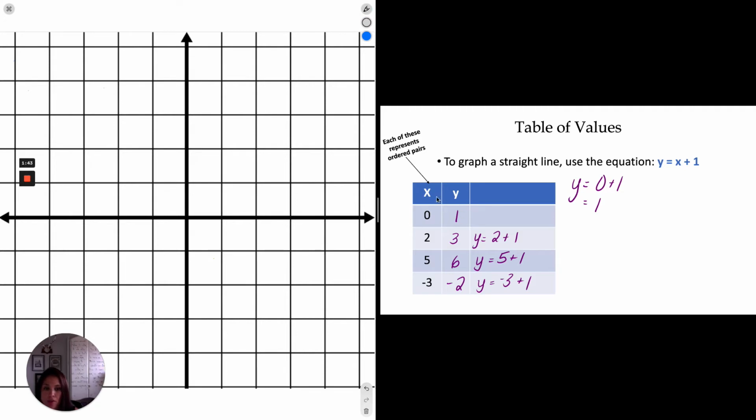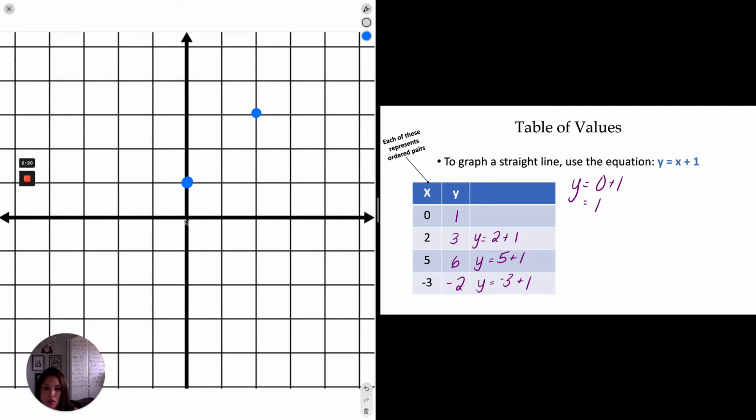Remember, these are ordered pairs. They go in alphabetical order. So we have 0, 1. We start here on the x-axis at 0, and then I need to move up 1. Okay, so I'm going to put my first plot there. And then my next ordered pair is 2, 3. I move over on the x-axis 2 times, and then I move up 3 because they're all positive numbers. I'm staying within the first quadrant.